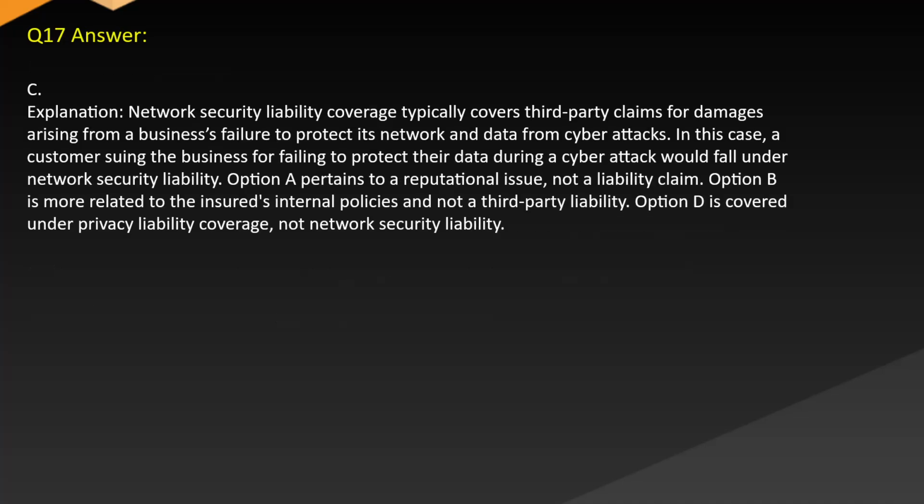Answer C. Explanation. Network security liability coverage typically covers third-party claims for damages arising from a business's failure to protect its network and data from cyber attacks. In this case, a customer suing the business for failing to protect their data during a cyber attack would fall under network security liability. Option A pertains to a reputational issue, not a liability claim. Option B is more related to the insured's internal policies and not a third-party liability. Option D is covered under privacy liability coverage, not network security liability.